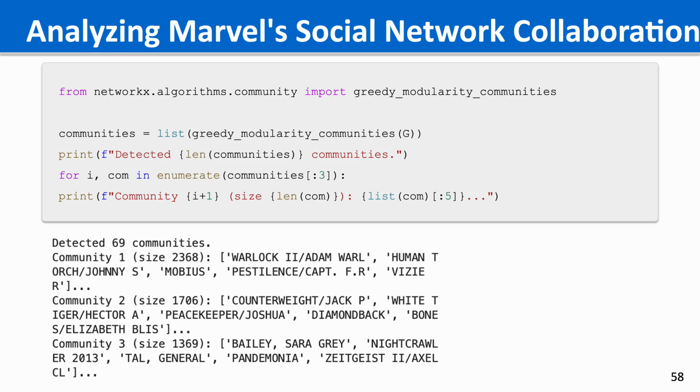Now let's uncover the hidden themes in the Marvel Universe. Using a method called greedy modularity, we detected 69 communities. Think of them as unofficial superhero squads. Some groups are huge with over 2,000 members. Others are smaller, tighter cliques like the street level heroes or cosmic adventurers. Each community includes heroes who tend to appear together in storylines, battles, or shared missions. What does this tell us? Even in a chaotic universe, patterns of collaboration naturally emerge. It's like Marvel has its own built-in social structure, and we just mapped it.